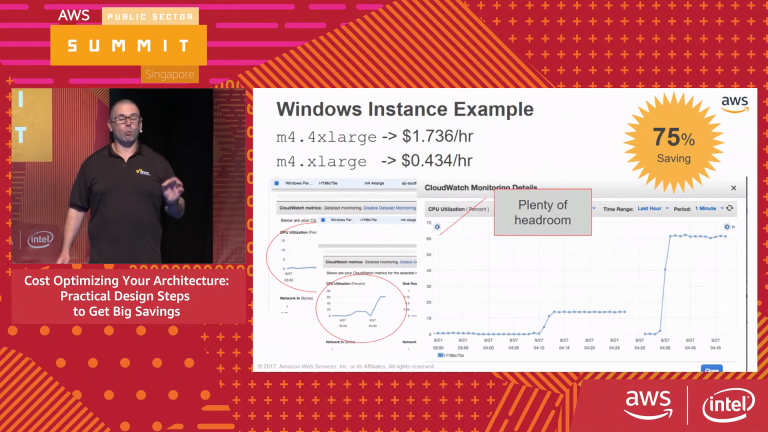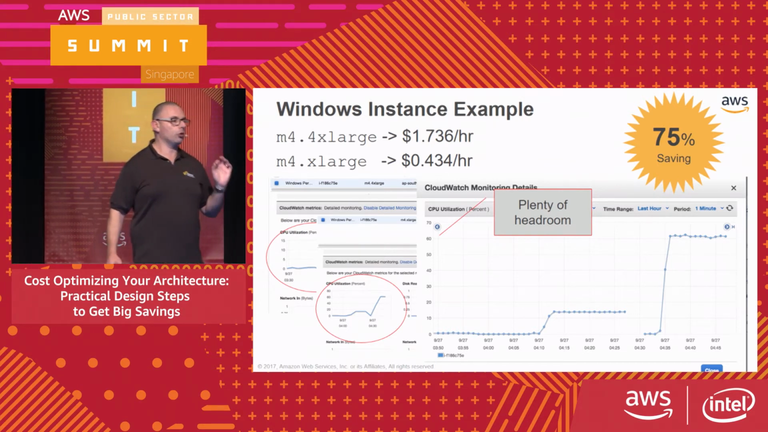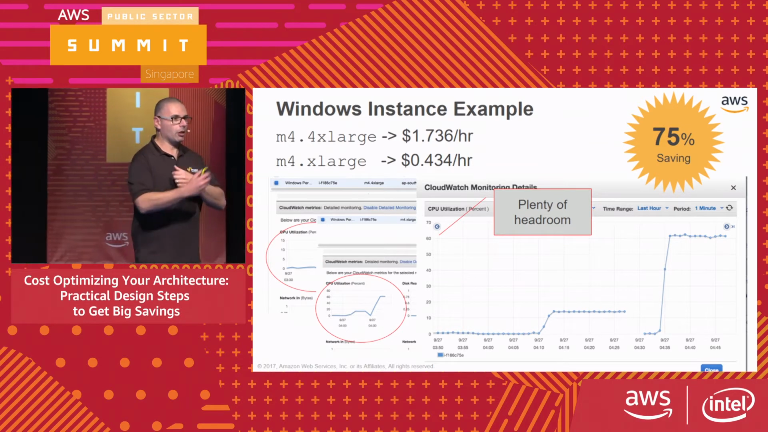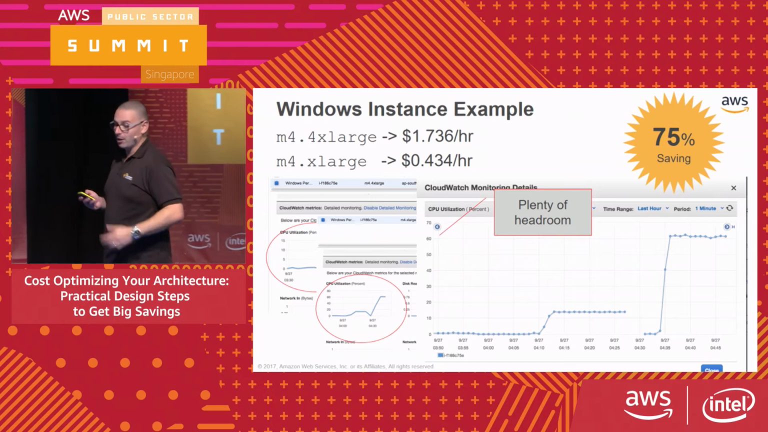Now, at this point, I've got to give you a warning. If you go to your chief financial officer and say, I've saved you 75% on your compute cost, they will probably hug you. And most people in this room don't like to be hugged in that way, but this is the hug zone, so just be aware, because it's a pretty big saving.